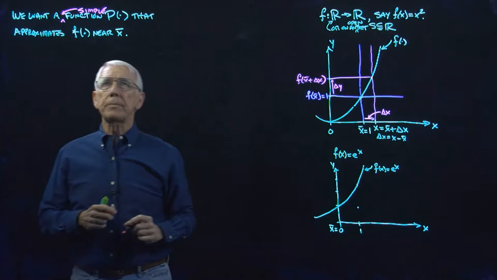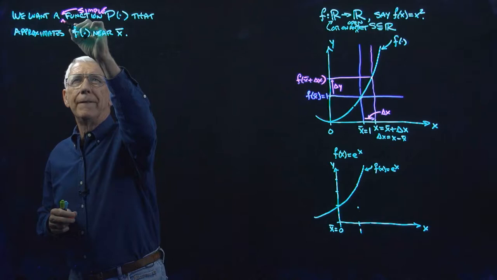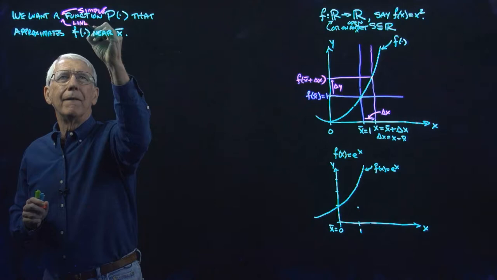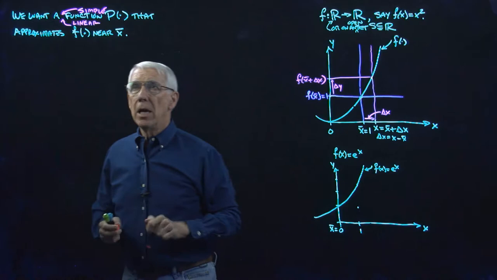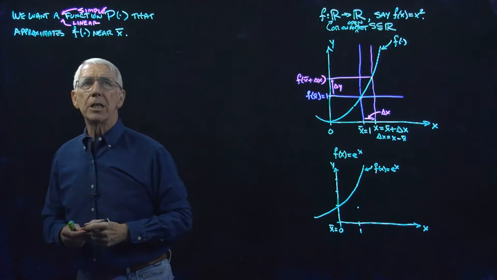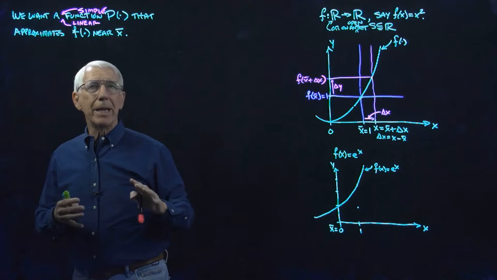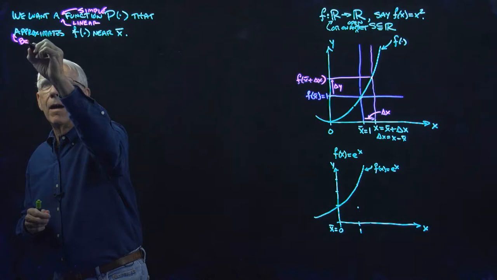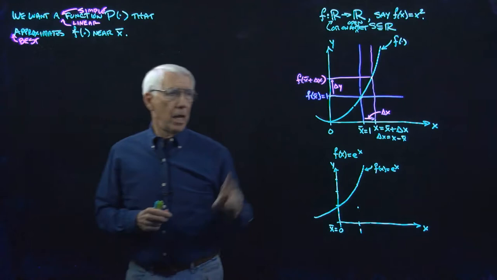Maybe I should write this down here. Make sure I get it on the screen. And so what do I mean by a simple function? Well, let's say a linear function. That's simple, and simpler than the squaring function. So I'm going to look for a linear function that will approximate f near x bar for relatively small changes delta x. And again, what do I mean by approximating? Well, I want something that will approximate f really well. I want, in some sense, the best approximation that I can get. So let's also put in here I want a function that best approximates our function f near x bar.